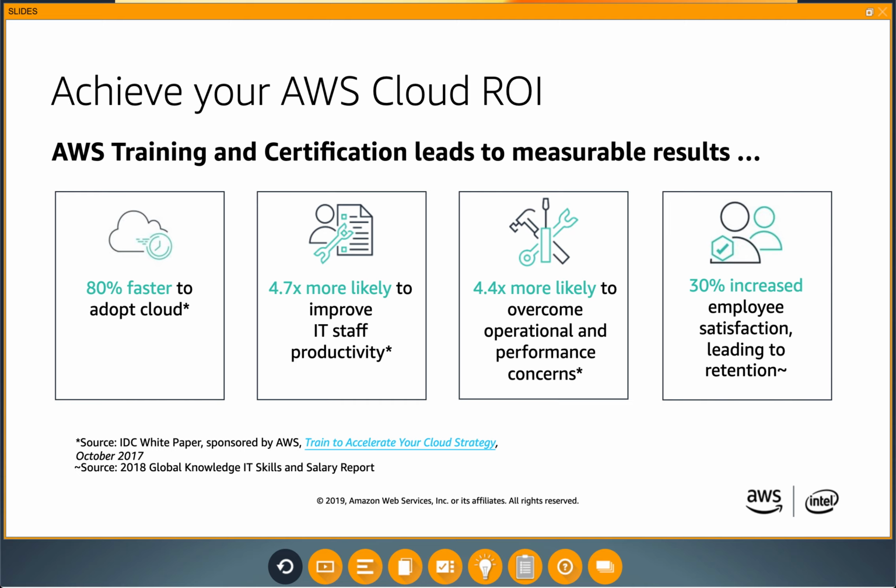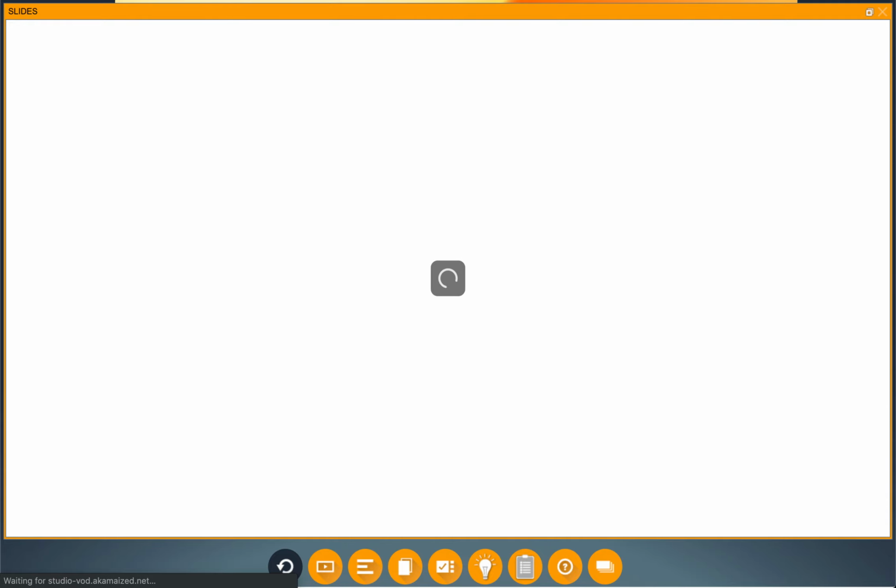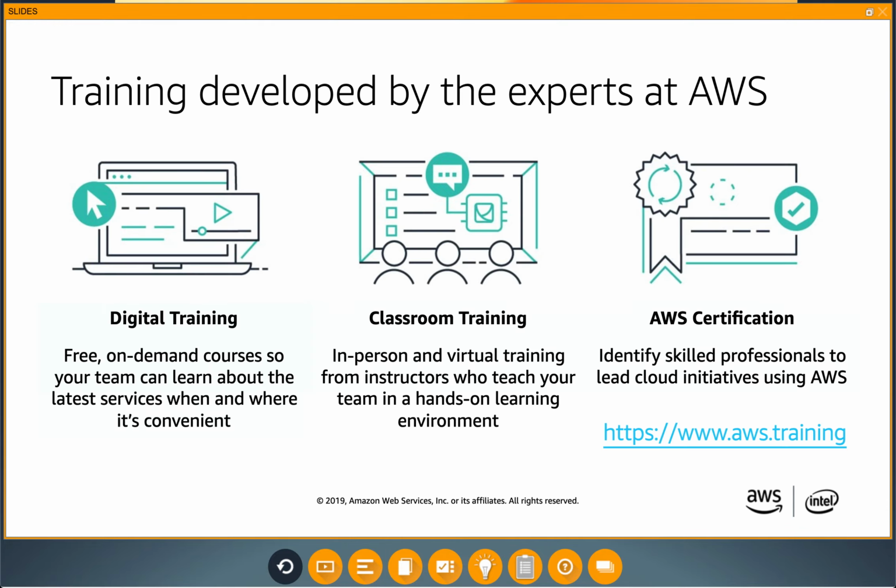Increase employee engagement. According to a Global Knowledge report, improving job satisfaction through AWS training increases employee satisfaction by 30%, and satisfied employees are 5 times less likely to seek a new job. We have 3 pillars to our offerings, and we combine all 3 in a comprehensive training program.